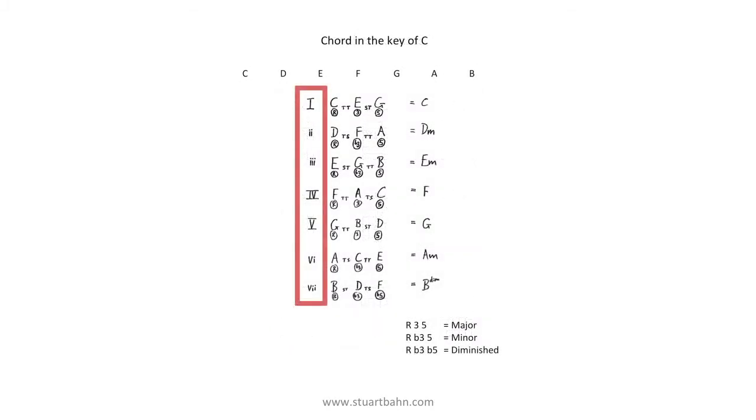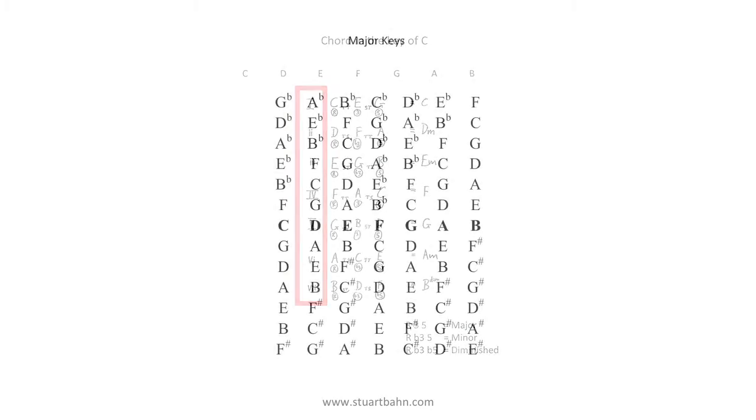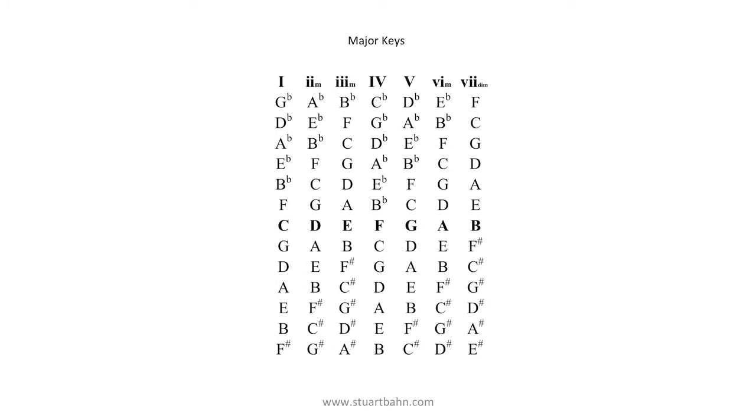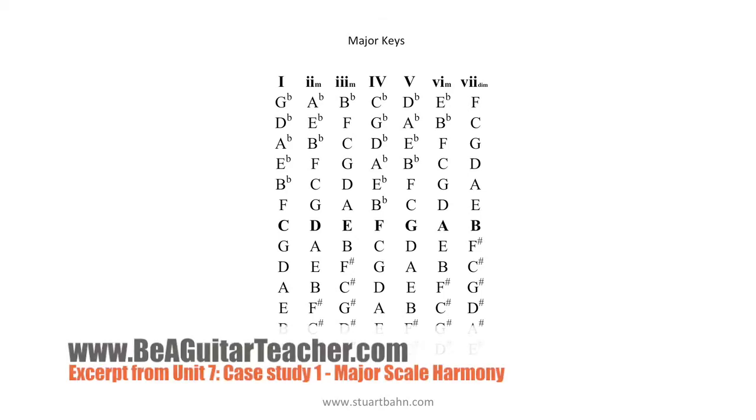You then label each of the chords with their Roman numeral names, 1 through 7. You refer the student back to the sheet with all 12 keys on and explain how, because all the keys are constructed in the same way, 1, 4 and 5 are always major regardless of the key. Similarly, 2, 3 and 6 are always minor, and 7 is always diminished.